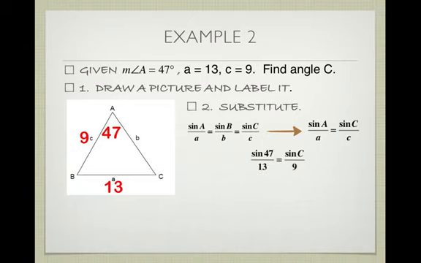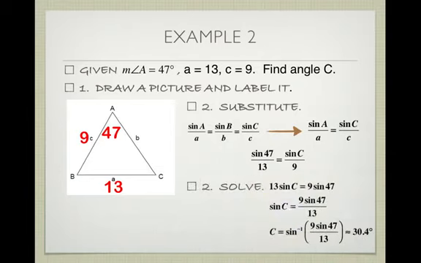We're going to substitute our values in and cross multiply as usual, and then follow through mathematically, and you should get about 30.4 degrees. Now there is a tricky step here. Some people want to divide both sides by 13 sine when they want to isolate C, and you can't do that because you can't separate the sine from the C. So you have to do this in two steps: divide both sides by 13 and then take the inverse sine. So please look at that a little bit more carefully.